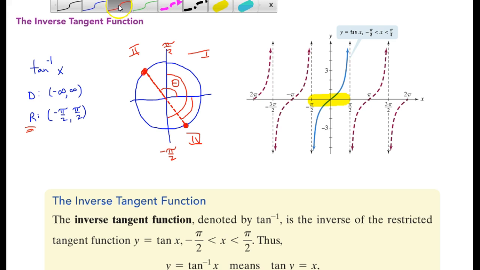Let me kind of color code it a little bit better. This angle down here is the angle that it's going to feed to me. Alright, it's going to give me that. It's going to be a negative angle because it's down in quadrant 4.